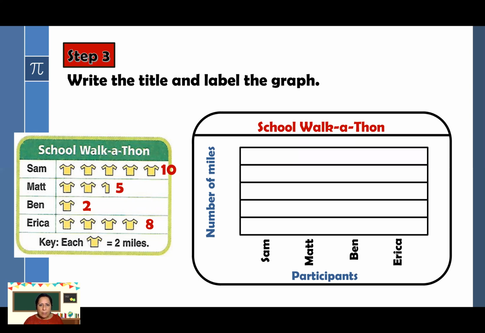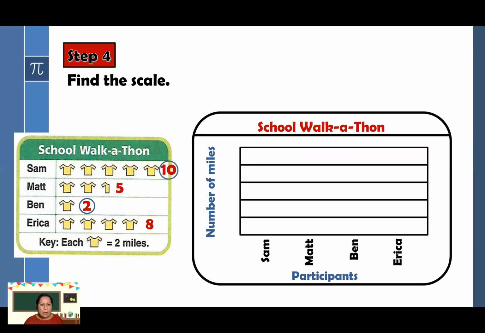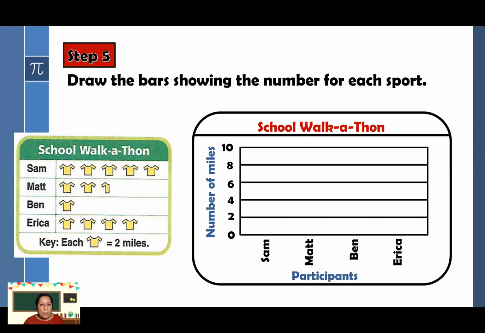Now, once I label my graph, I'm going to do step number 4, which is find the scale. I notice here too that Ben has the least number and that Sam has the greatest number. And when I look at the other numbers, most of them are multiples of 2. So in this graph, I'm going to be counting by 2s to do my scale. So here it is. Now, the next step is going to draw the bars showing the numbers for each student.